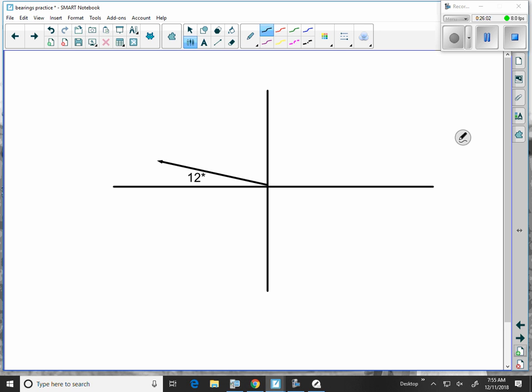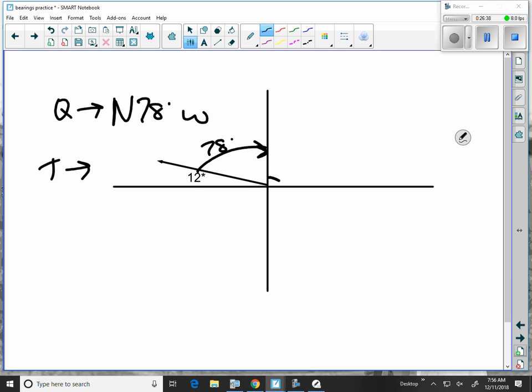Okay, so we have 12. Good, I like this one. So quadrant, are we ready to go? Can we just use 12? No, we have to find it from that north-south line. So you're going to go here. You always go that shortest distance. Remember, it's an acute angle. What's my distance there? Yep, 78. What's my first direction? North. Good, because it's pointing north. 78 west.